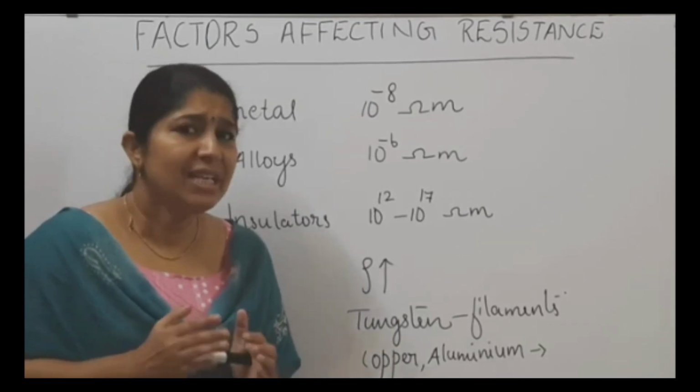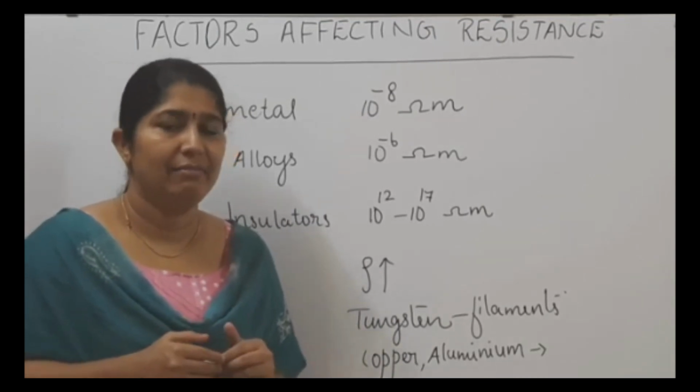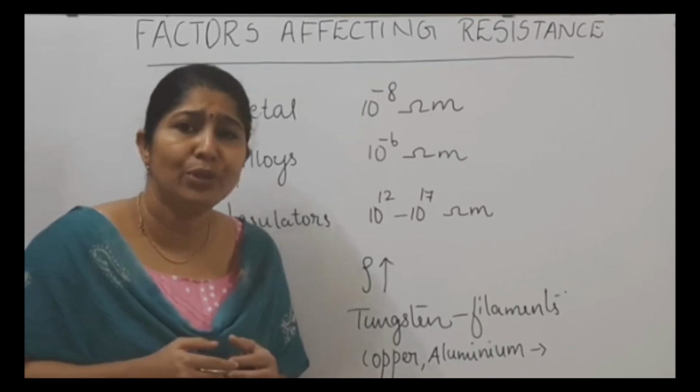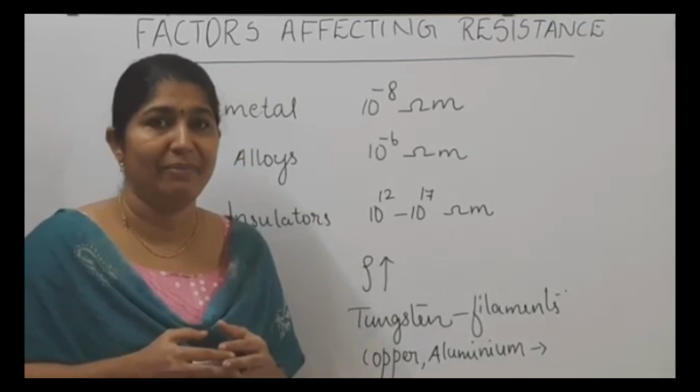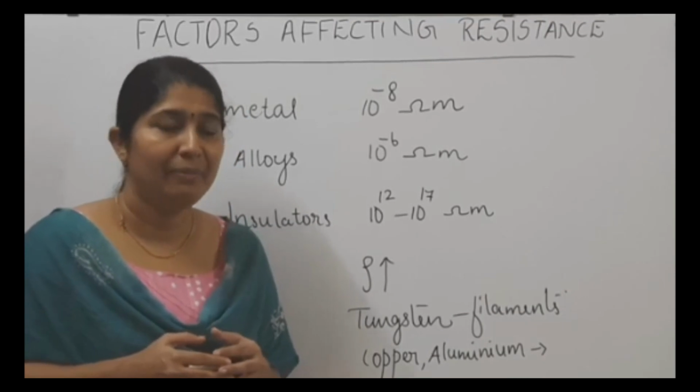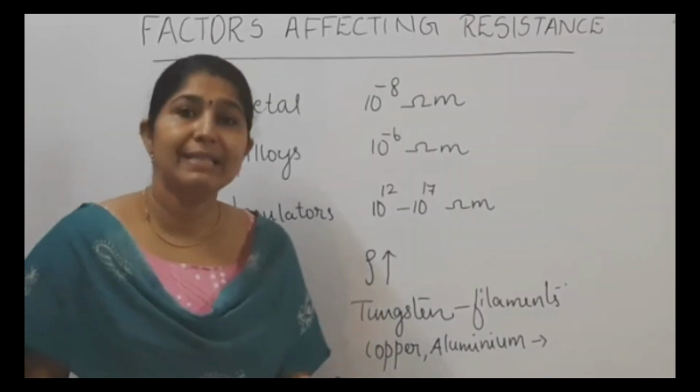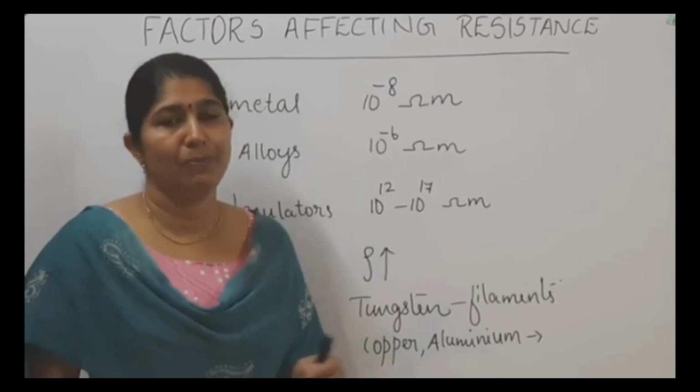The best conductor is silver. Then why is silver not used for that purpose? Because of its high cost. Now we can discuss some questions related to this portion.